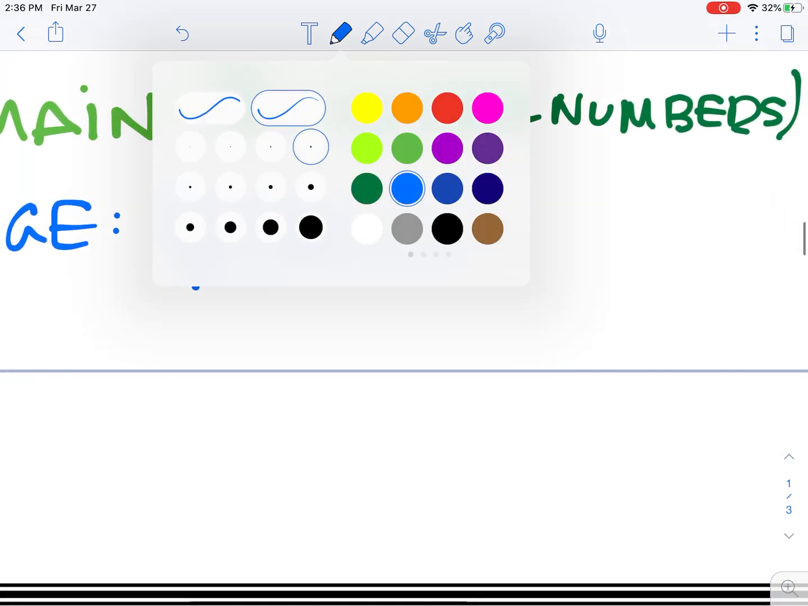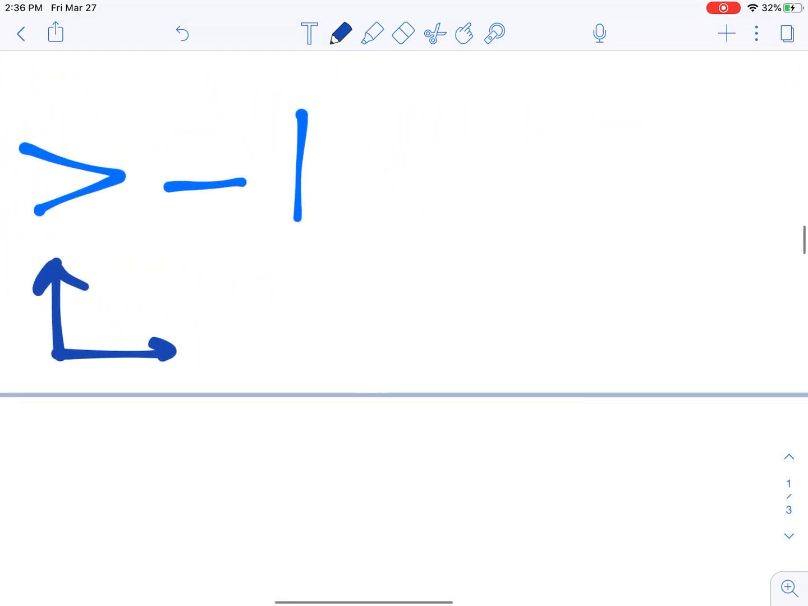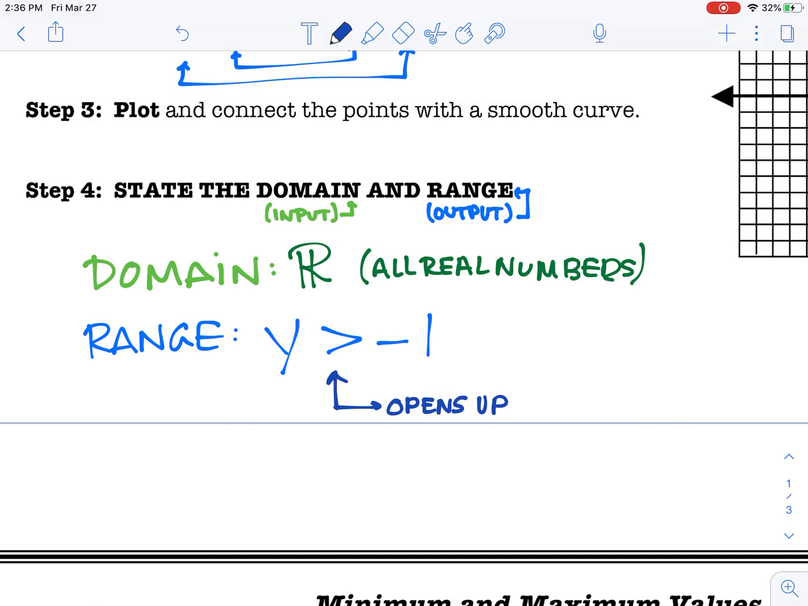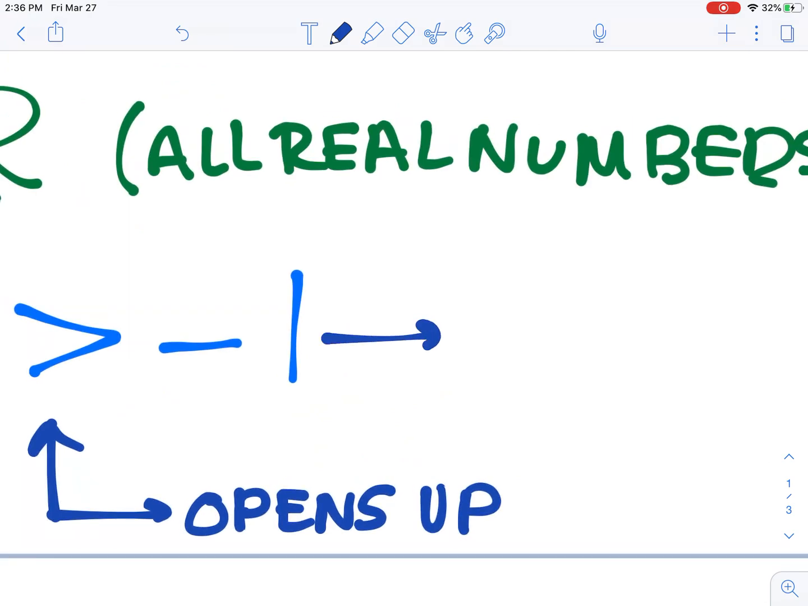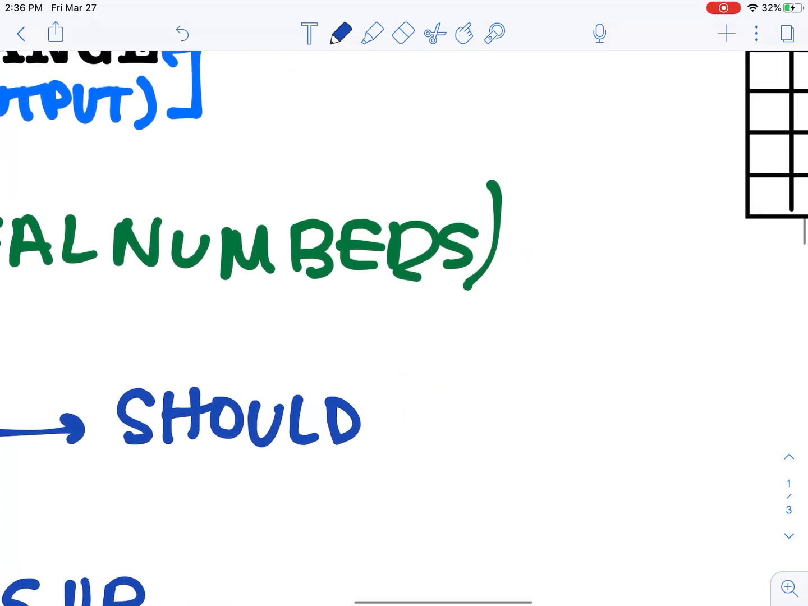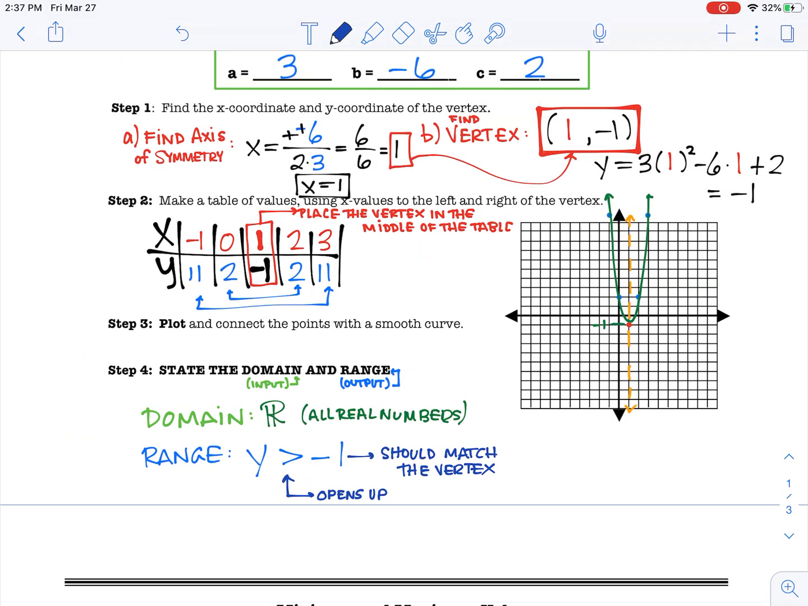Now there are two parts here that shift every time you do this domain and range. First off, this here is based on the orientation. So since it opens up, that is a greater than symbol because the graph is above the point. If it opened down, we would use less than. Another item to take note of is the fact that this -1 should match the vertex. Since we know that the vertex sits at the highest or lowest point of your graph, it should make sense that its y-coordinate should match your range.